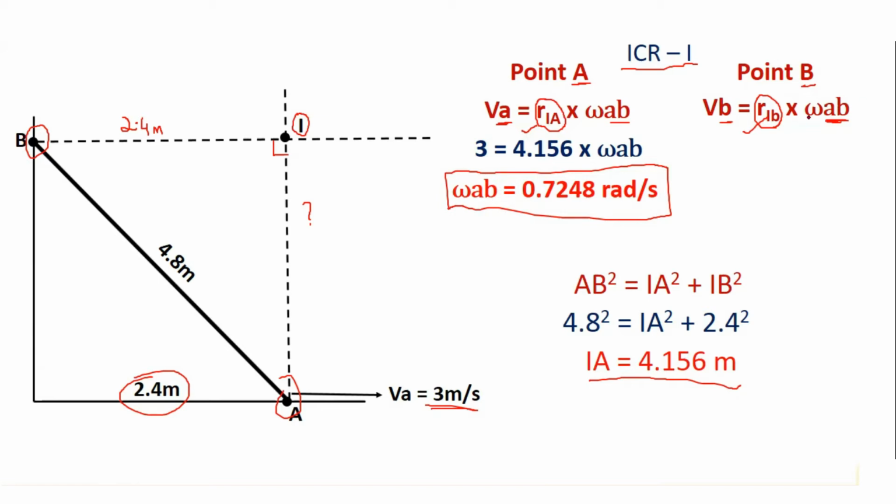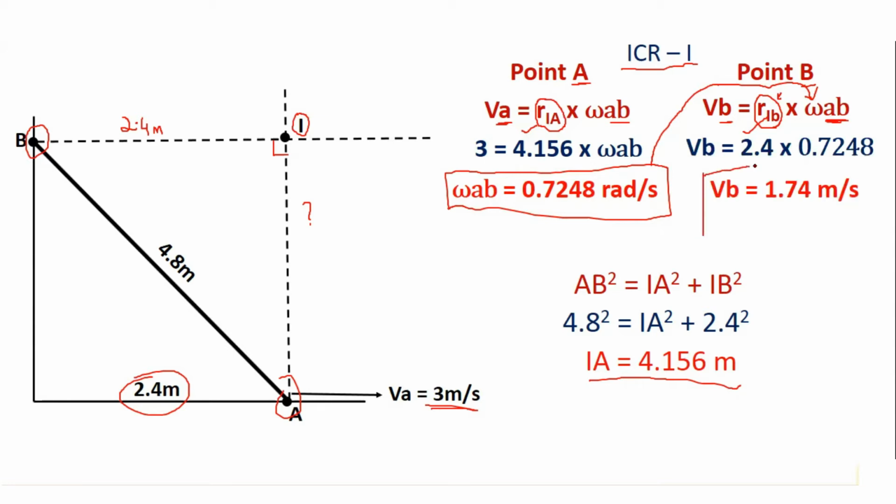Now, as I got omega AB, you have to see which equation contains this term. There is only one equation here and it contains omega AB. So I will substitute this value of omega AB in this equation. Also, I know the value of RIB. So these two values are known. I will substitute it and I will get the answer for VB as 1.74 meter per second. This completes the entire solution.